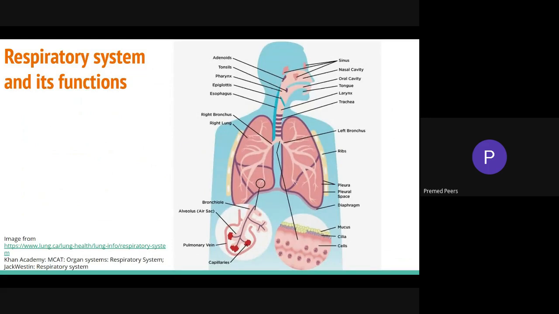Respiratory system and its functions. The respiratory system includes the nose, mouth, pharynx, larynx, trachea, lungs, ribs, diaphragm, and more. This system is responsible for air filtration, air conduction, and gas exchange. The gases we're most concerned with are oxygen and carbon dioxide. The respiratory system also assists in thermoregulation and pH control.